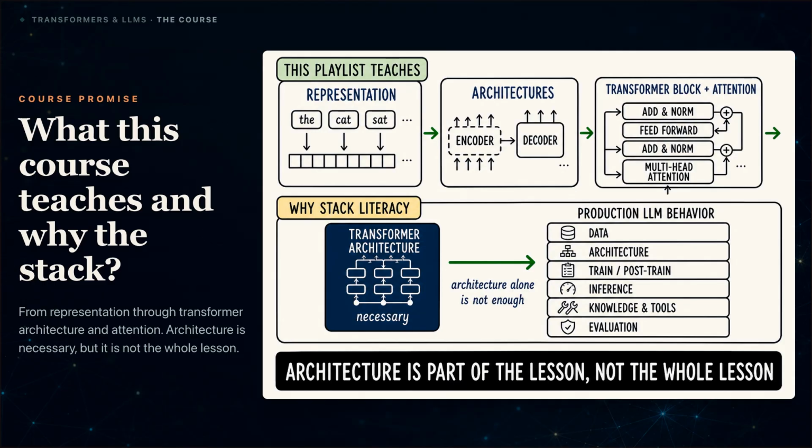We begin with representation, where text and images become sequences a model can process, and then open the transformer itself. We study transformer architectures, the transformer block, attention, and key value, followed by mixture of experts, long context, and multimodal systems. The course then moves through inference and generation, pre-training data, efficient training, supervised fine-tuning, preference optimization, and reasoning-focused post-training. The final modules connect these foundations to retrieval, tools, security, evaluation, cost, and stack selection.